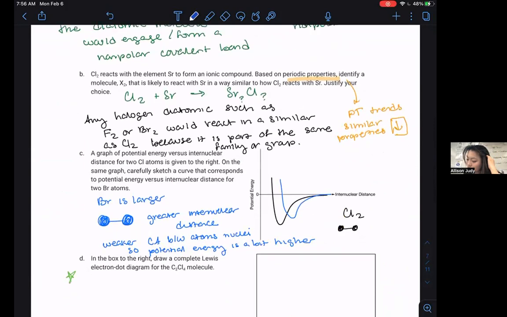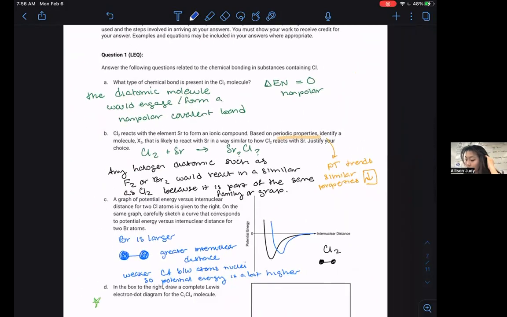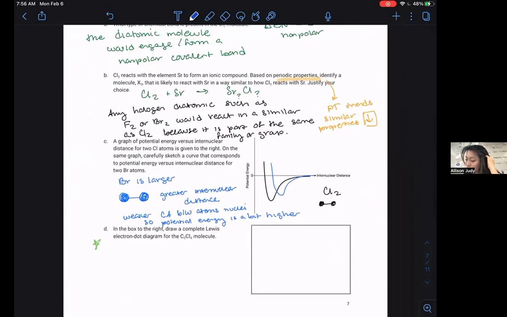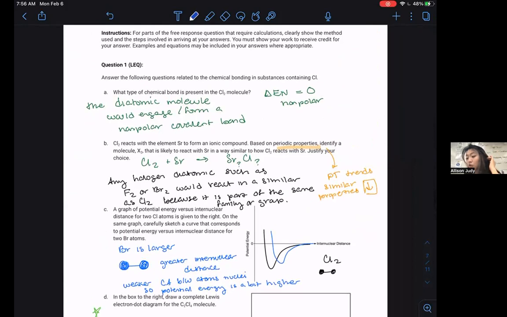So we're going to finish up the long FRQ. We're going to do the next portion of the long FRQ. And remember, the long FRQ is worth about 10 points and is allotted about 23 minutes by the AP.